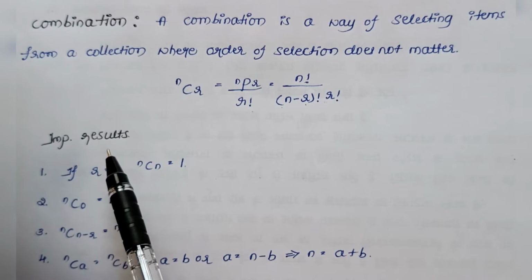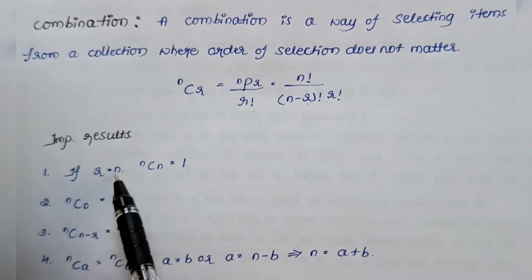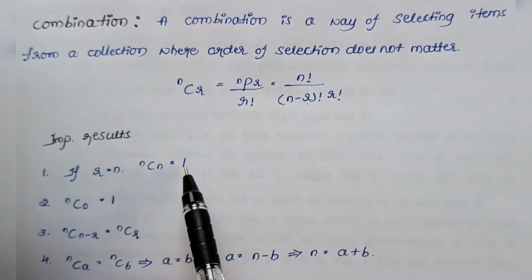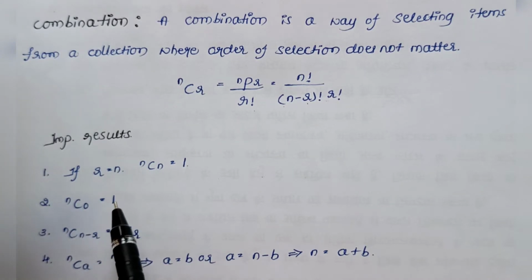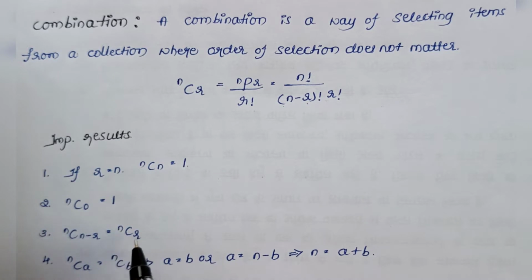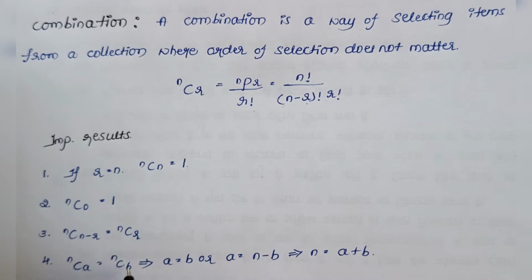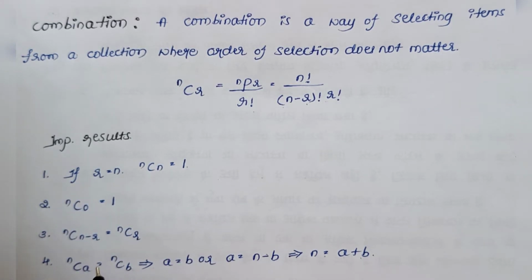Some important results we obtained are: if r is equal to n, then nCn is equal to 1. nC0 is equal to 1, and nC(n minus r) is equal to nCr. nCa equal to nCb implies a is equal to b or a equal to n minus b, and this result is from the previous one. So this implies n is equal to a plus b. So these are some important results which are useful in solving problems.